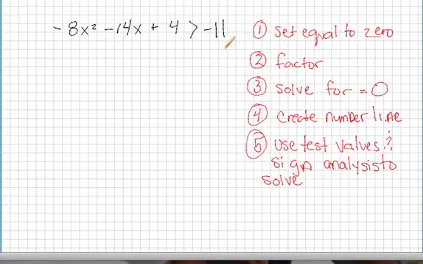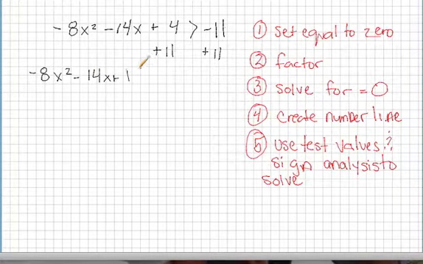It looks like I have a negative 11 on the right hand side, so I'm going to add 11 to both sides and combine like terms, and what we'll end up with is negative 8x squared minus 14x plus 15 greater than 0. We're now done with step 1. Let's move on to step 2.